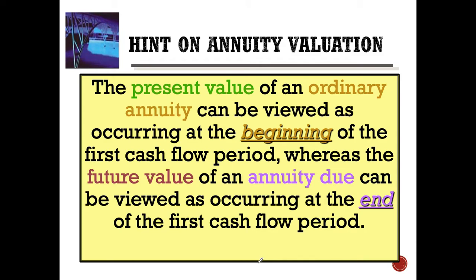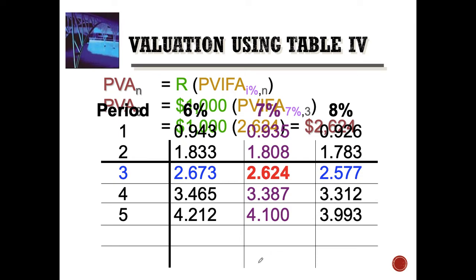Okay, here on annuity valuation, the present value of an ordinary annuity can be viewed as occurring at the beginning of the first cash flow period, whereas the future value of an annuity due can be viewed as occurring at the end of the first cash flow period. This one, the example problem solution using the valuation table, using table 4. And the result should be the same.